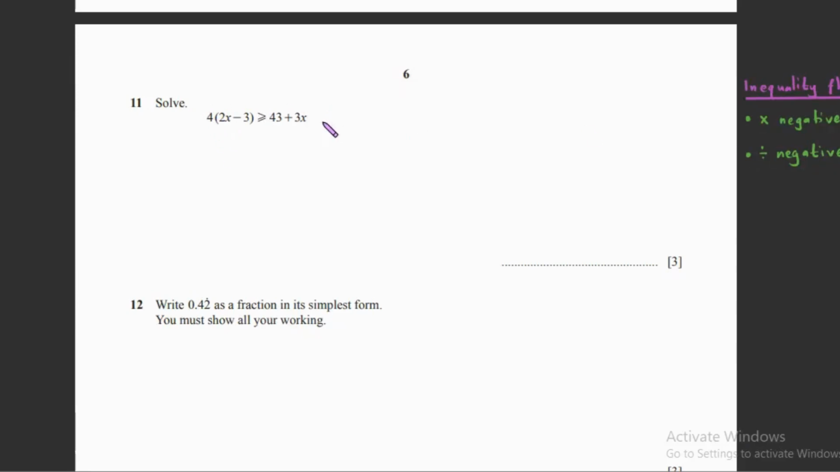So now we need to solve this. Means you need to find what x is. We solve it just like solving equations, but instead of an equal sign, we will have this inequality sign. So first I'm going to expand this. So this gives us 8x minus 12, which is greater than or equal to 43 plus 3x. I'm going to take all the x's to one side.